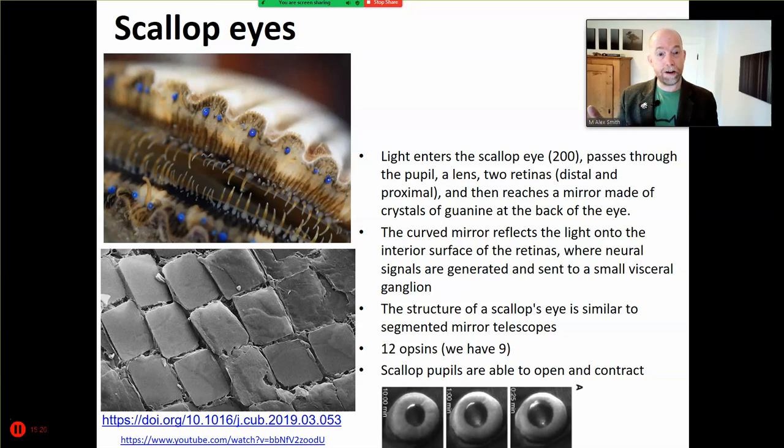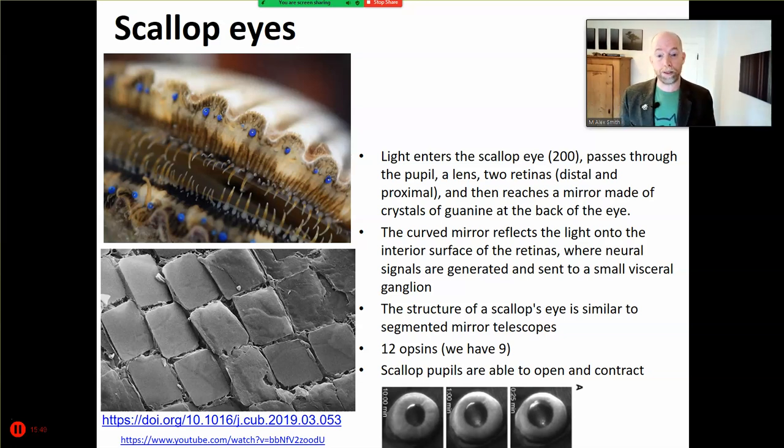In this case, not to belabor a point, but guanine is one of the 4 principal bases that make up DNA. So we're seeing a mirror-based eye, and that inner mirror is curved, and then neural signals are generated and sent to a small visceral ganglia. But this structure looks not at all like ours in cross-section.